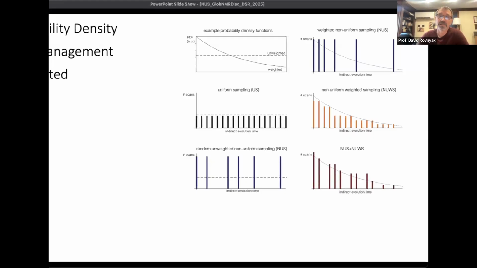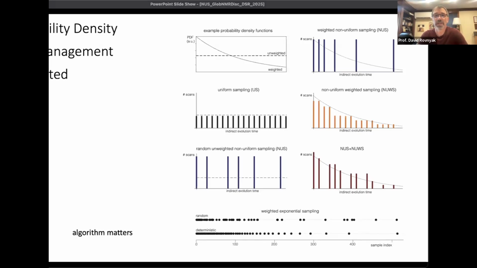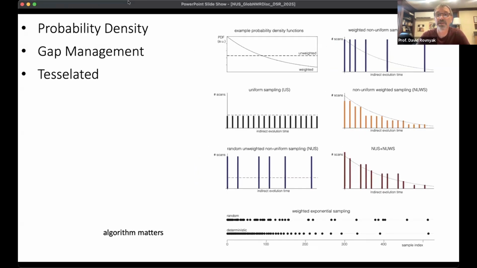And something that I think still deserves a little bit more of a look is that you could actually consider combining both, doing both NUS and NUWS at the same time. And it's also worth pointing out that algorithm matters. For example, it's not just what the weighting is, but it's how you attempt to achieve that weighting. So here are two cases where they're both exponentially weighted with the same exponentially decaying factor, but one was done according to a random algorithm, one was done according to a deterministic algorithm. So even though these attempt to have the same weighting, they are remarkably different sampling schedules. So algorithm matters, not just the weighting function itself.